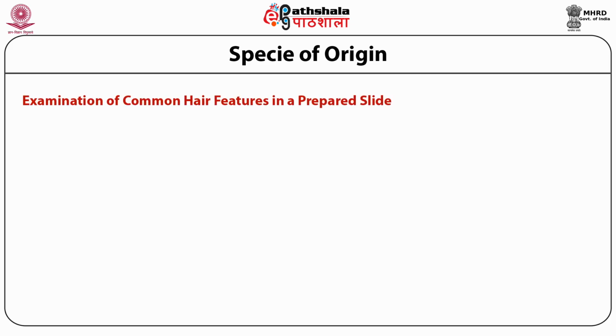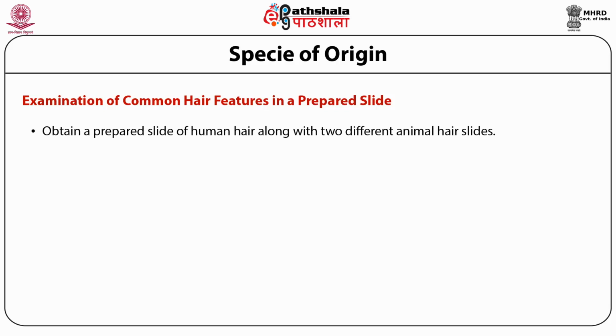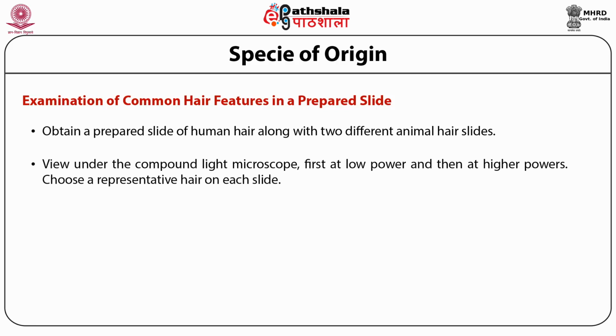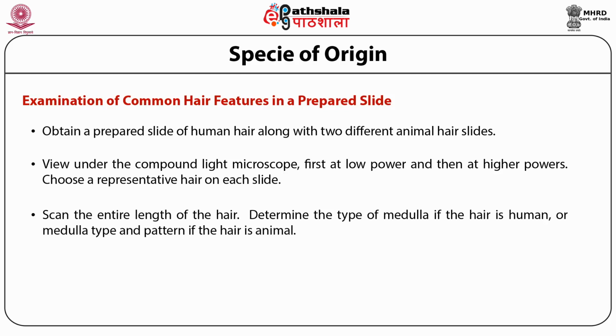Examination of common hair features in a prepared slide. First, obtain a prepared slide of human hair along with two different animal hair slides. Second, view under the compound light microscope, first at lower power and then at higher powers. Choose a representative hair on each slide. Third, scan the entire length of the hair. Determine the type of medulla if the hair is human, or medulla type and pattern if the hair is animal.